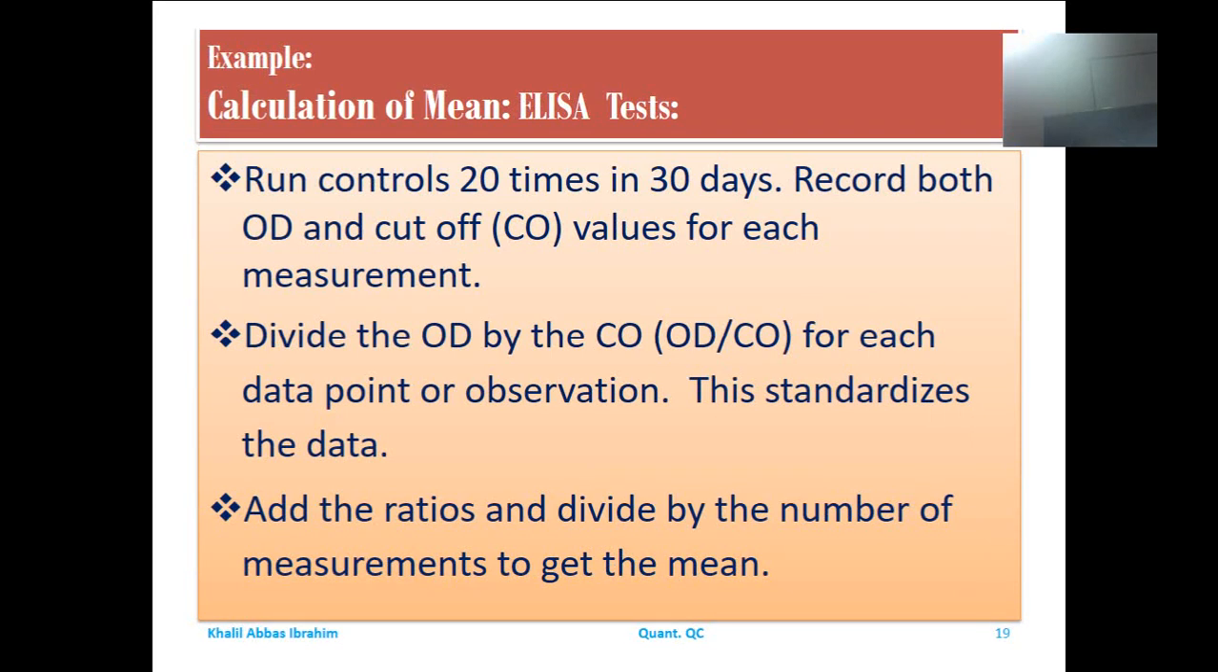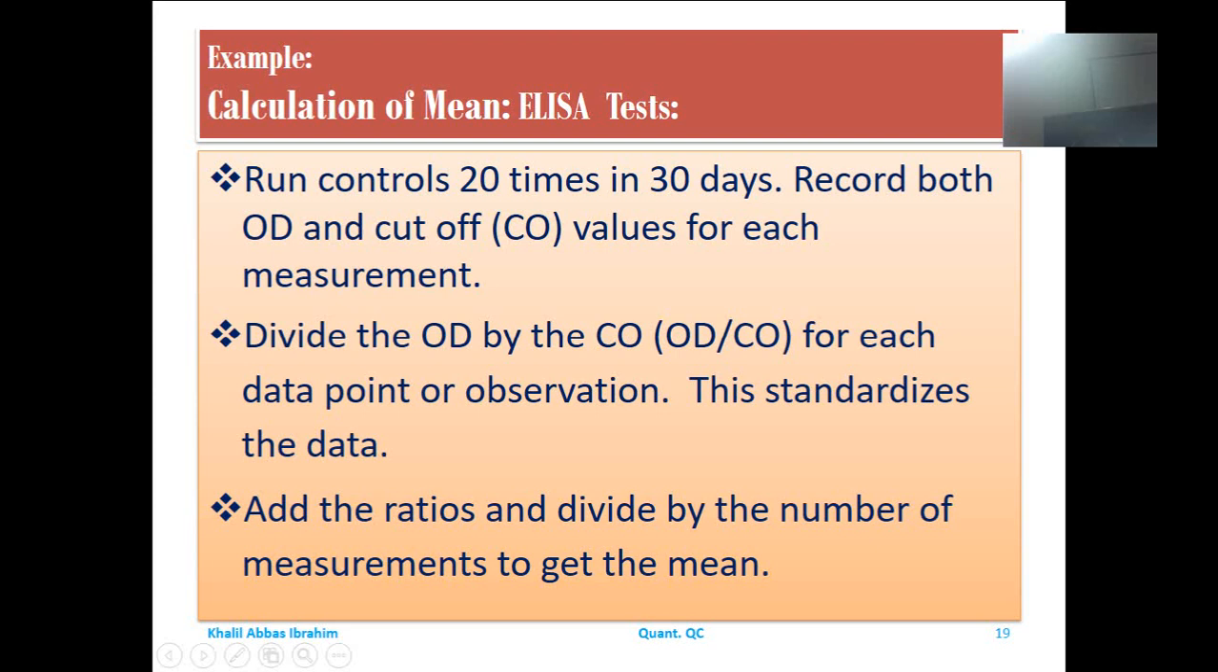To calculate the ELISA values, which is a bit different from those achieved in the chemical laboratories, you need to run the control 20 times, as we said before, 20 times through 30 days. Then you record both the optical density of the values and the coefficient of variation, the cutoff of the value. The cutoff is very familiar to those who are performing ELISAs. Cutoff of the values. So you obtain both of those.